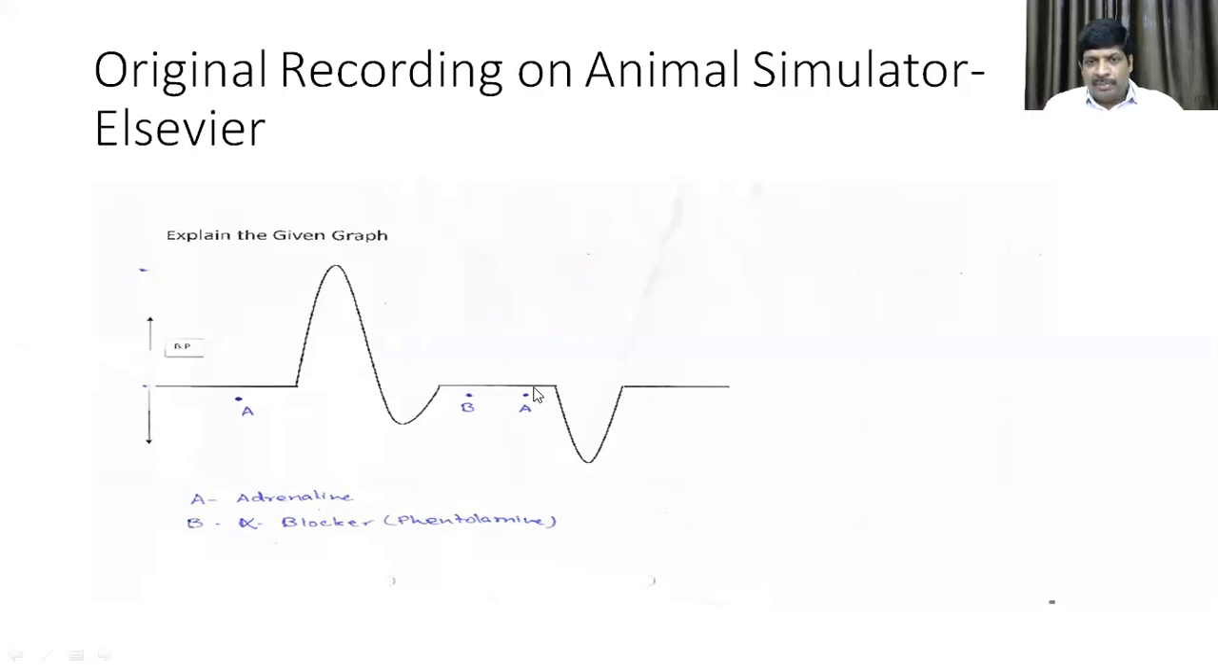But when alpha is blocked, there is no vasoconstriction. The sympathetic mediated vasoconstriction is not there, and you get a decrease in blood pressure. That means you are reversing the vasomotor response. So this is known as vasomotor reversal.